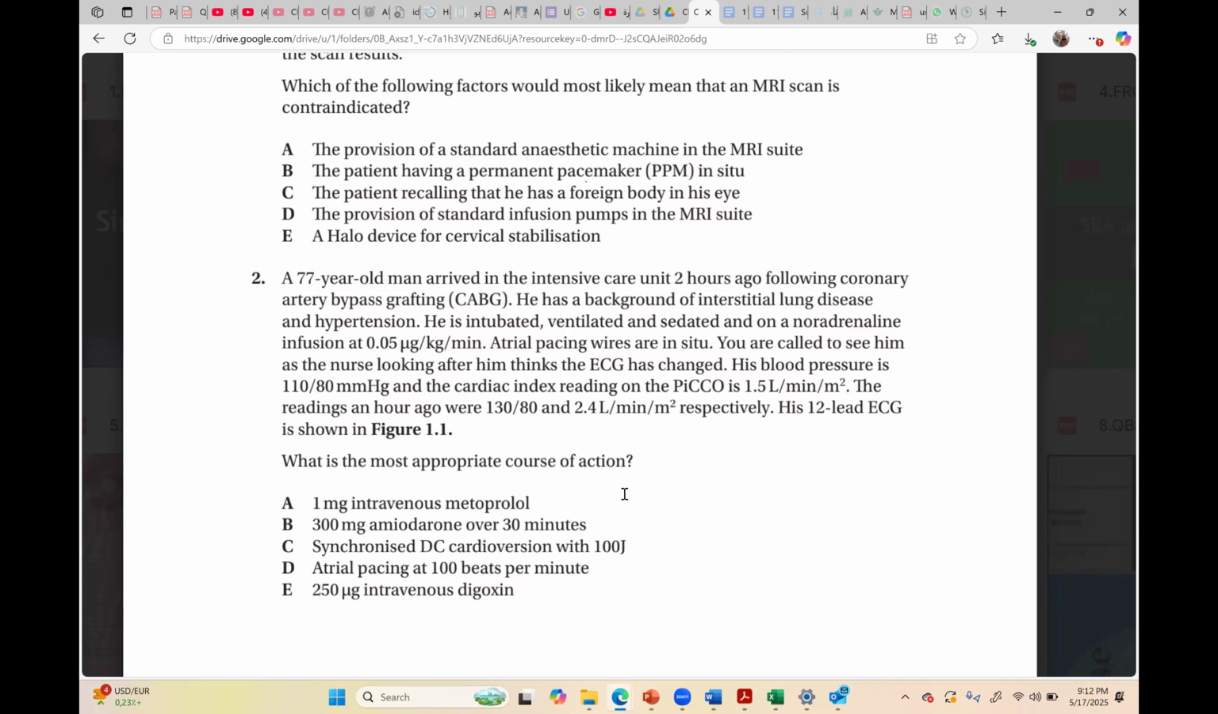Atrial pacing wires are inside too. So again, our friend the pacemaker has come. You're called to see him as the nurse looking after him thinks the ECG has changed. His blood pressure is 110 by 80 and cardiac index is 1.5. I think it's on the lower side. So now again, this will be another learning point: what is PiCCO? Initially maybe you don't need to read the whole topic. If this word comes and you are reading this MCQ and you have no idea what cardiac index or PiCCO is, just Google it. You will have a few words about it, some basic understanding about PiCCO, pulse contour or something like that.